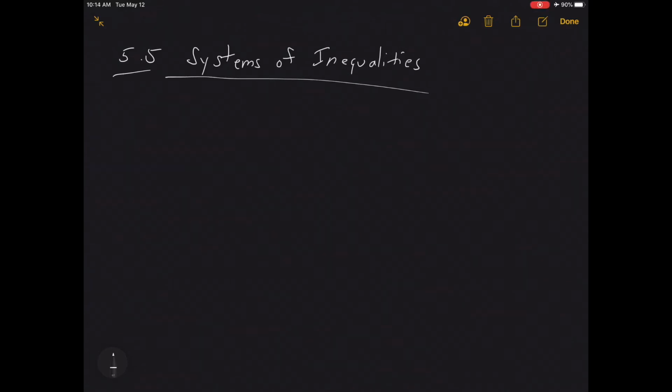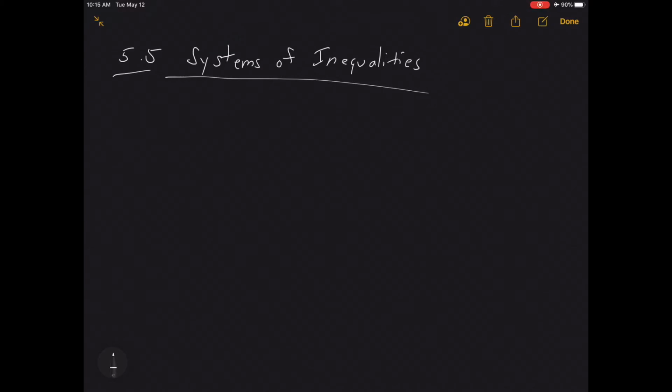Okay, section 5.5 is systems of inequalities. So just like we did before, it's a system, so we're going to have multiple inequalities graphed on the same graph. In order to get the idea of what we're going to be doing here, we're going to go ahead and graph just one linear inequality to give us the idea of what we're looking at.